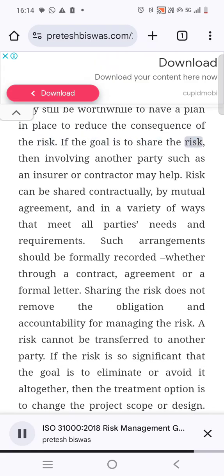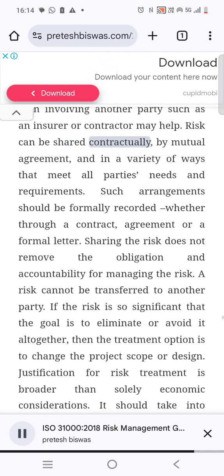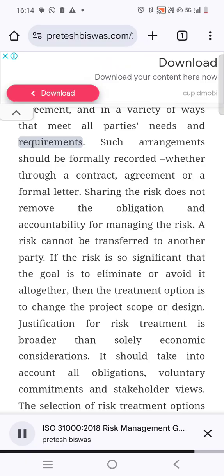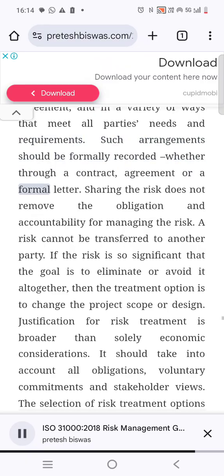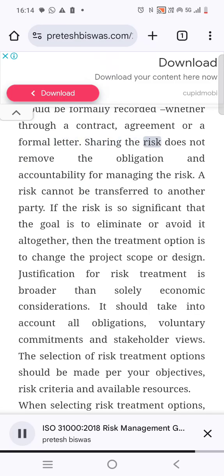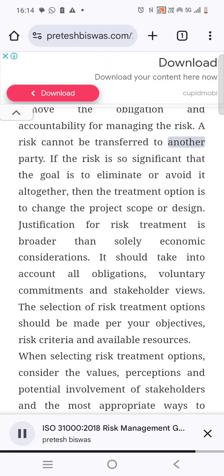If the goal is to share the risk, then involving another party such as an insurer or contractor may help. Risk can be shared contractually, by mutual agreement, and in a variety of ways that meet all parties' needs and requirements. Such arrangements should be formally recorded, whether through a contract, agreement, or a formal letter. Sharing the risk does not remove the obligation and accountability for managing the risk. A risk cannot be transferred to another party.